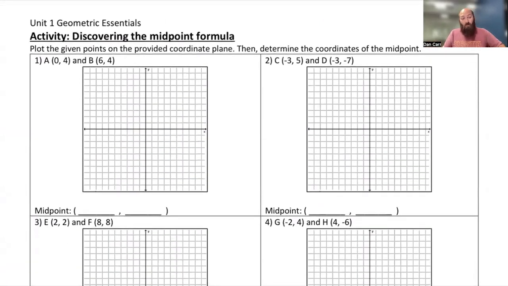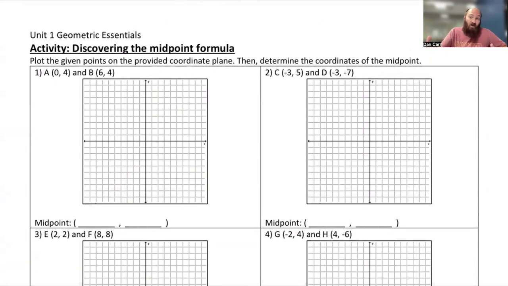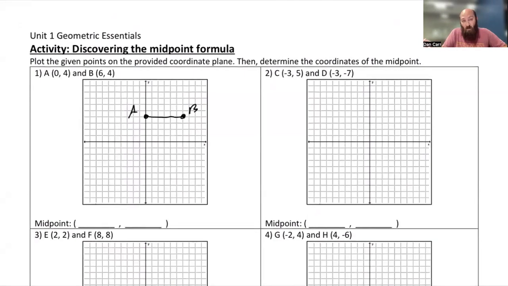Okay, so discovering our midpoint formula. We have a few examples here. Feel free, if you want, to pause this and see if you can try it on your own, but I'm just going to run through real quick. Point A is at 0, 4, and point B is at 6, 4. If I look at this as a horizontal line, I want to find what is in the middle. Plot the points and then determine the coordinates of the midpoint. The midpoint seems to be right here because I go 1, 2, 3, and 1, 2, 3. So that is at the point 3, 4.